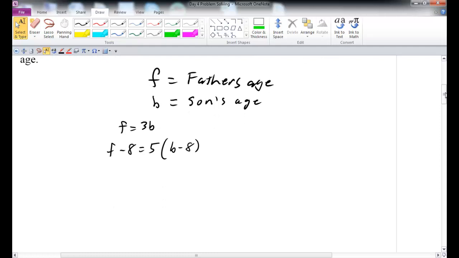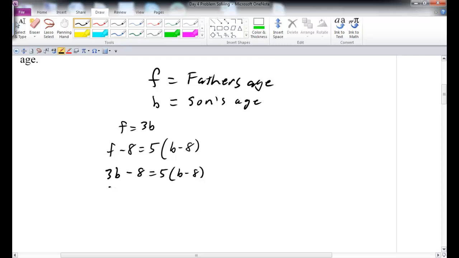We can substitute 3b for f, and that gives us this equation. 3b minus 8 equals 5 times b minus 8. The reason we can substitute like that is because f equals 3b. So we put 3b instead of f. Now you can see we have an equation with just one variable, b. And you guys can solve that equation.